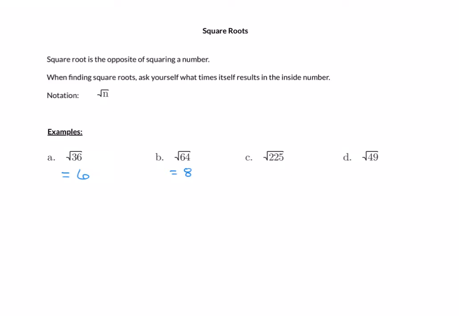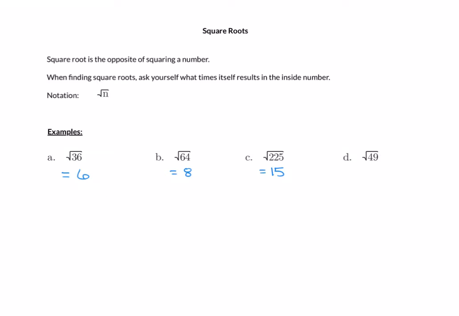Now C is a bit tricky. I do ask that you memorize your multiplication tables up to 10 at least. And so 225, this isn't going to be on that list. So I recommend looking at the textbook and writing down the perfect squares that are listed there. This is kind of a challenge question. Do you know what the square root of 225 is equal to? Well, the answer is 15. 15 times 15 does equal 225.